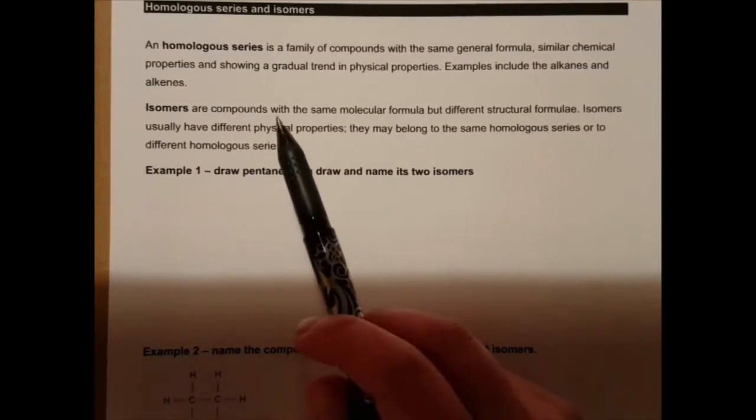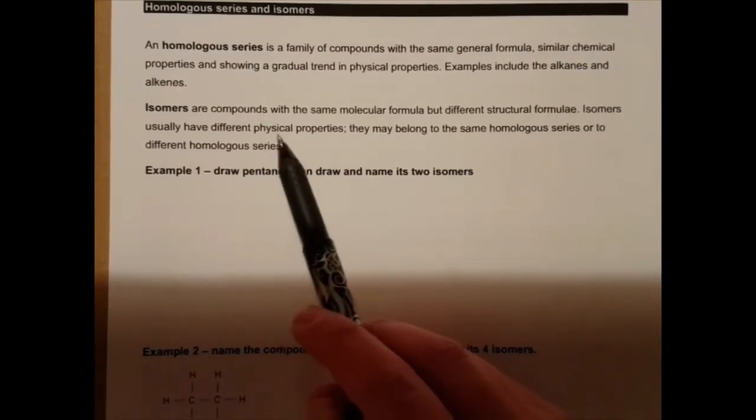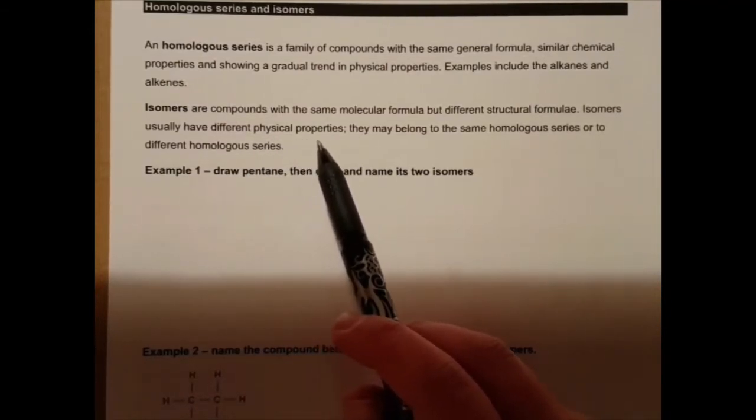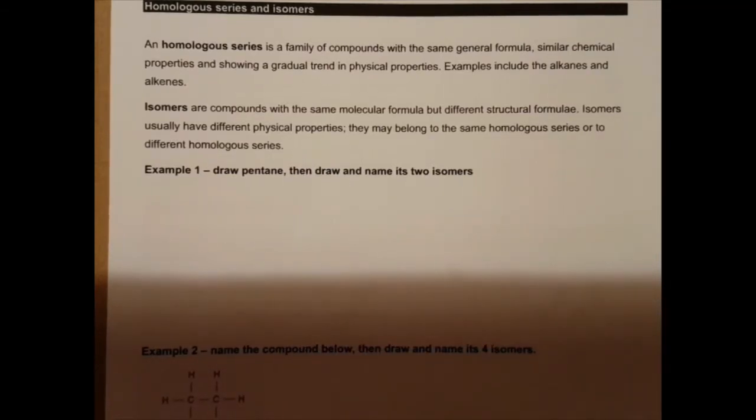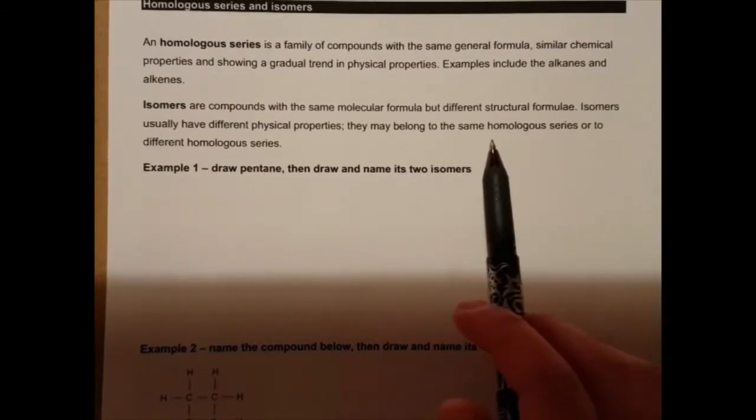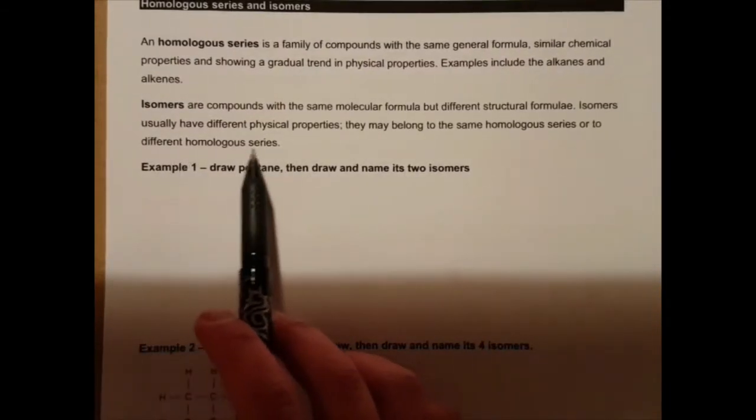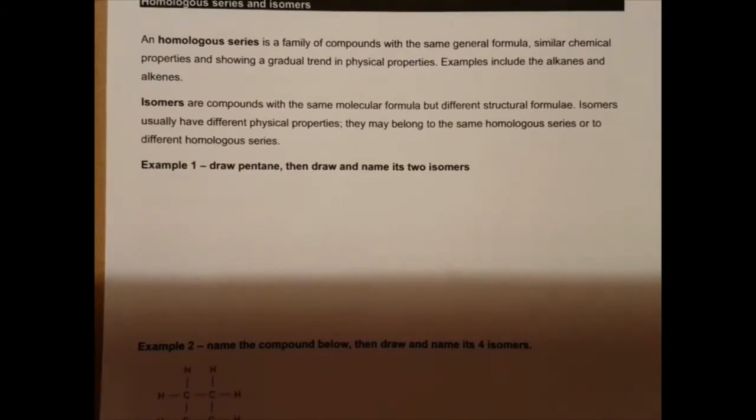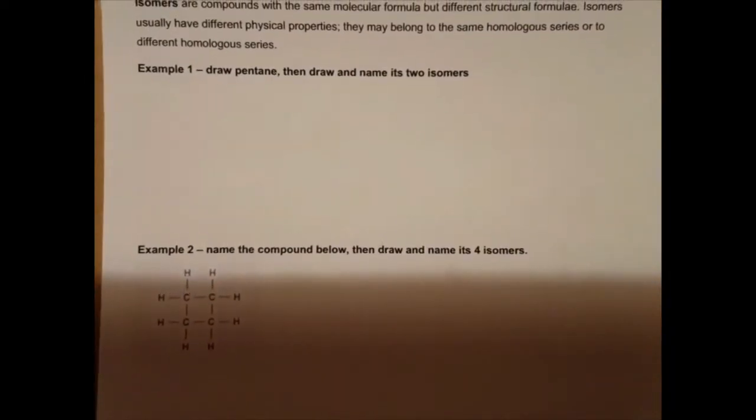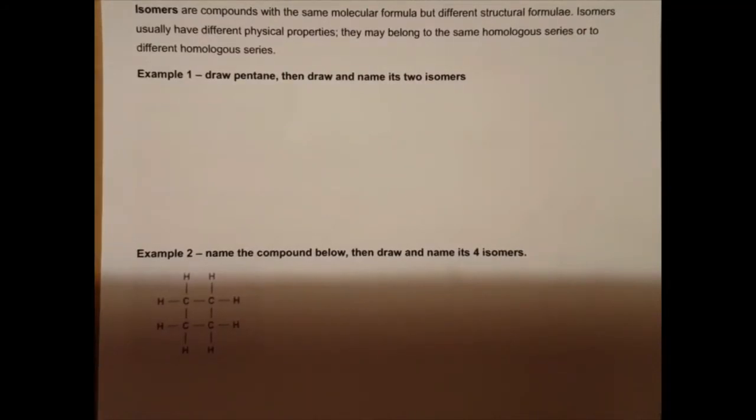So at higher, we will look in a tiny bit more detail at the fact that sometimes isomers have different physical properties. That's why it's important to be able to distinguish between them. But they might also belong to different homologous series, so that might mean they would have completely different chemical properties as well. So just because 2 things have the same molecular formula doesn't necessarily mean that they are similar in terms of their chemistry. Okay, so example 1 here says draw pentane and then draw and name its 2 isomers.